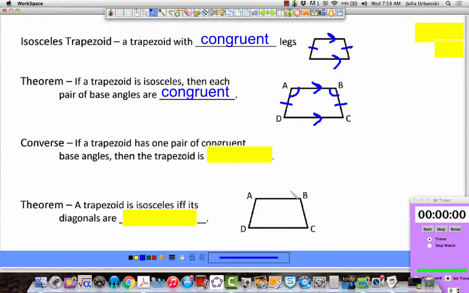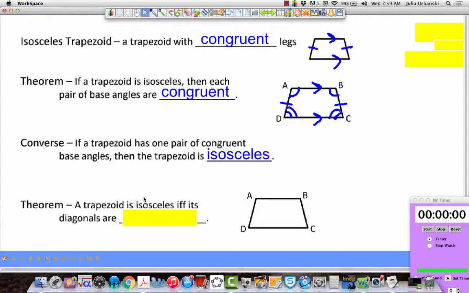And name for me another pair of congruent angles along this base. D is congruent to C. Okay? That's only when it's isosceles. But these two angles right here would add up to what? 180 always, whether it's isosceles or not. All right, this is just the converse. If a trapezoid has one pair of congruent base angles, then the trapezoid is isosceles.